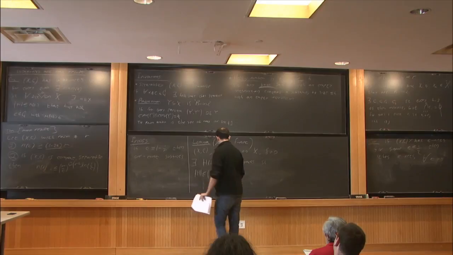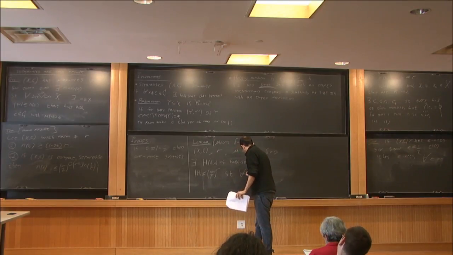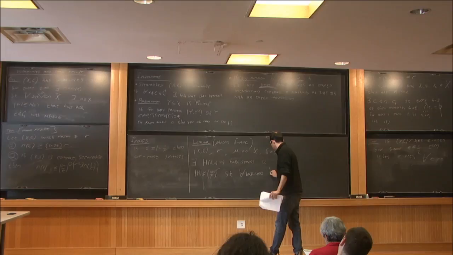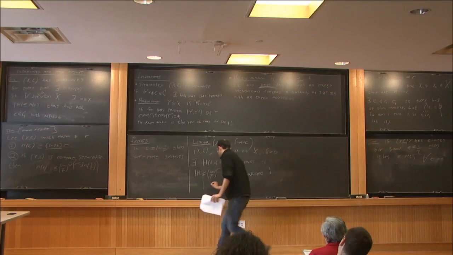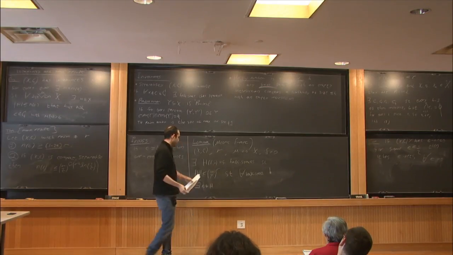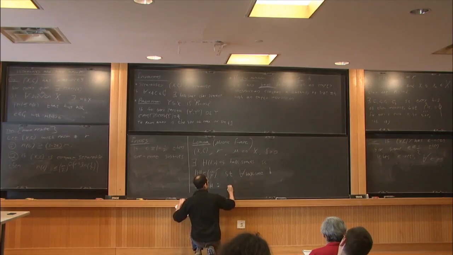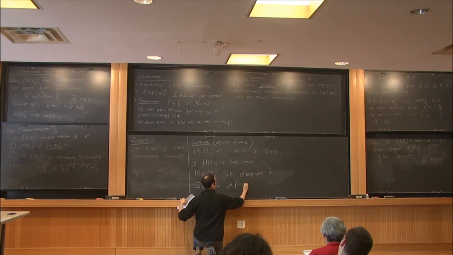100 over delta to the R, such that for every half space H in the world, there is some half space in the net. You can round this half space such that the measure of the symmetric difference is at most delta.